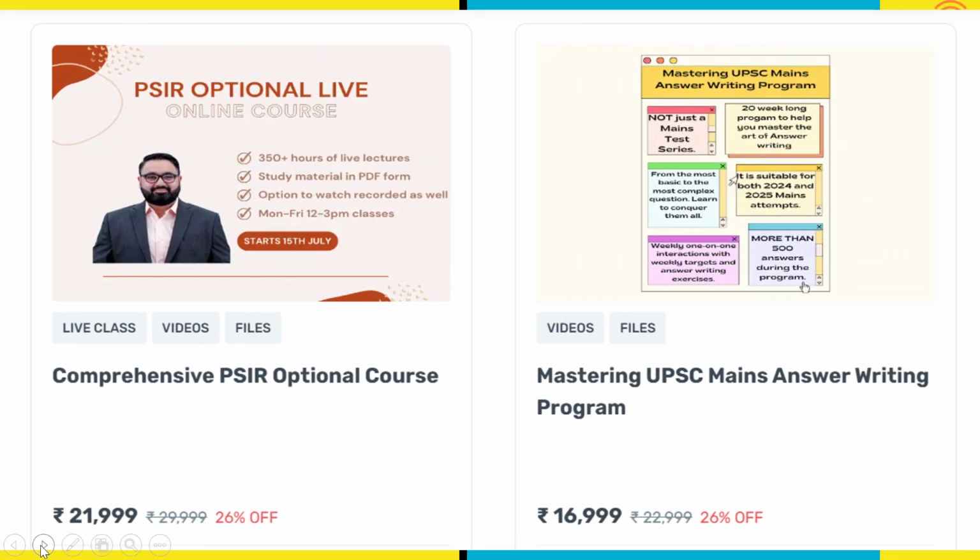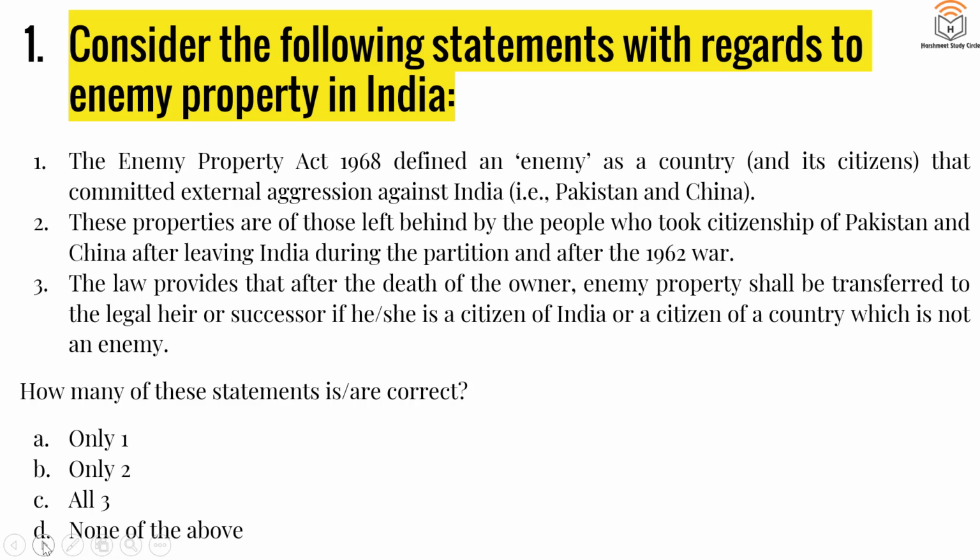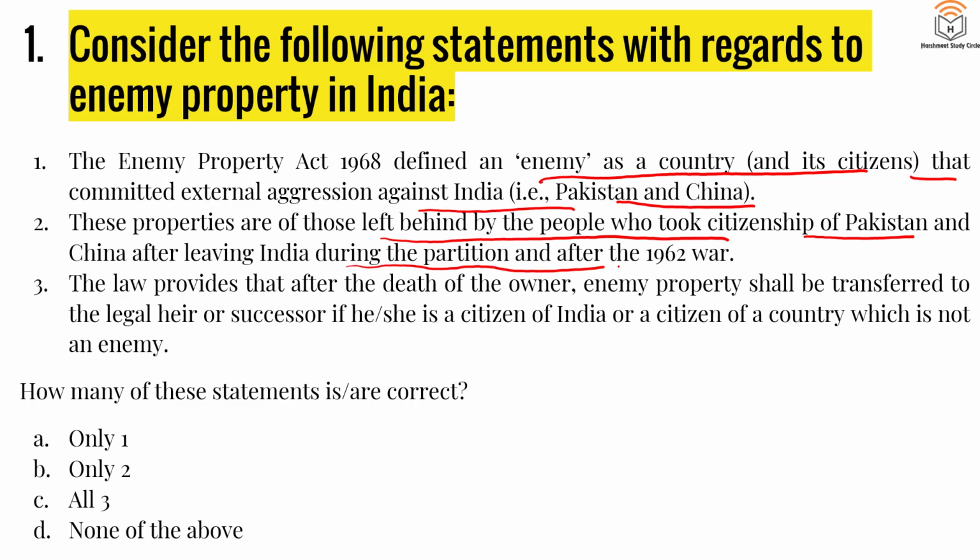Let's begin with the first question then. Consider the following statements with regards to enemy property in India. Number one, Enemy Property Act 1968 defined enemy as a country and its citizens that committed external aggression against India, that is Pakistan and China. Second, these properties are of those left behind by the people who took citizenship of Pakistan and China after leaving India during the partition and after the 1962 war.